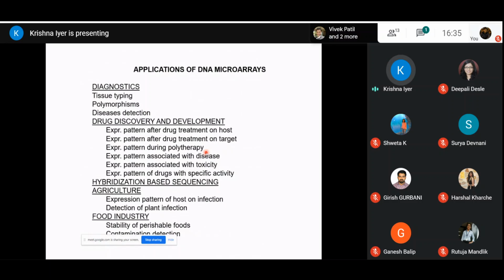But the good thing is, it is there in the market. It can allow you to do so many things. It can allow you to do tissue typing, polymorphism, disease detection. You can look at expression pattern after drug treatment on the host. You can look at expression pattern after drug treatment on the target.